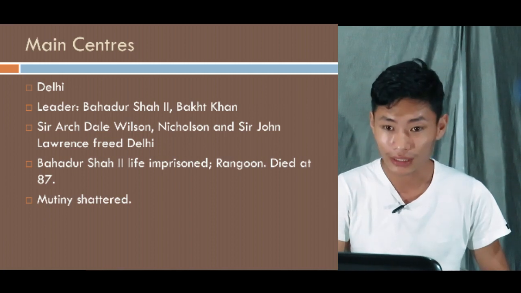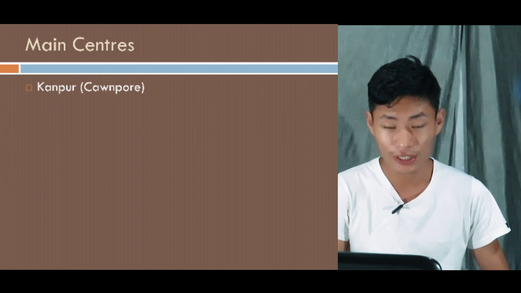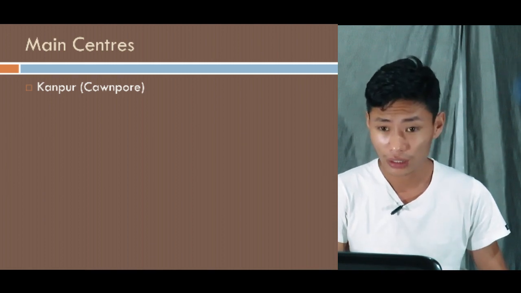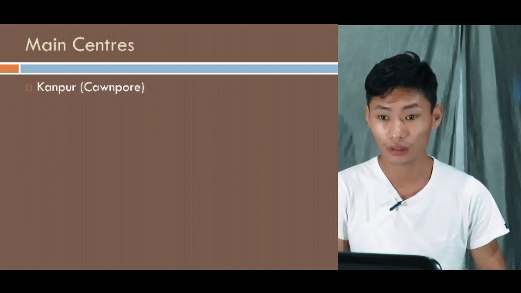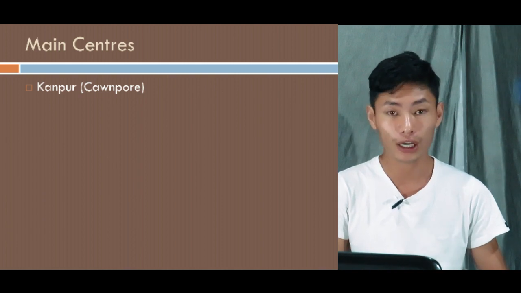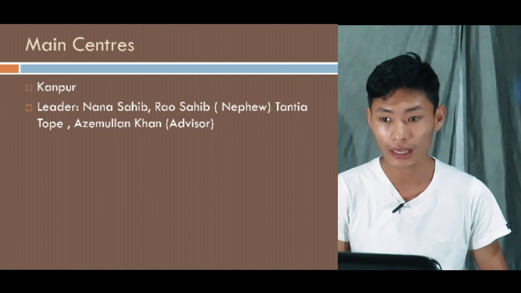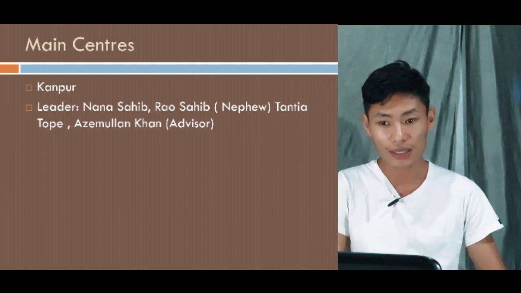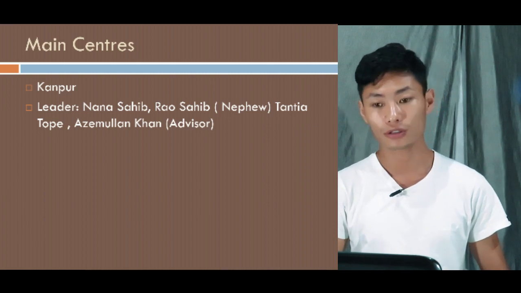So that's about Delhi, and let's see about Kanpur. The revolt at Kanpur is a long story, and Kanpur is one of the big cities in Uttar Pradesh, and what you see in the bracket is the old name for Kanpur. The leaders were Nana Sahib, Rao Sahib, Tantia Tope, and Azimullah Khan, who was the advisor of Nana Sahib.